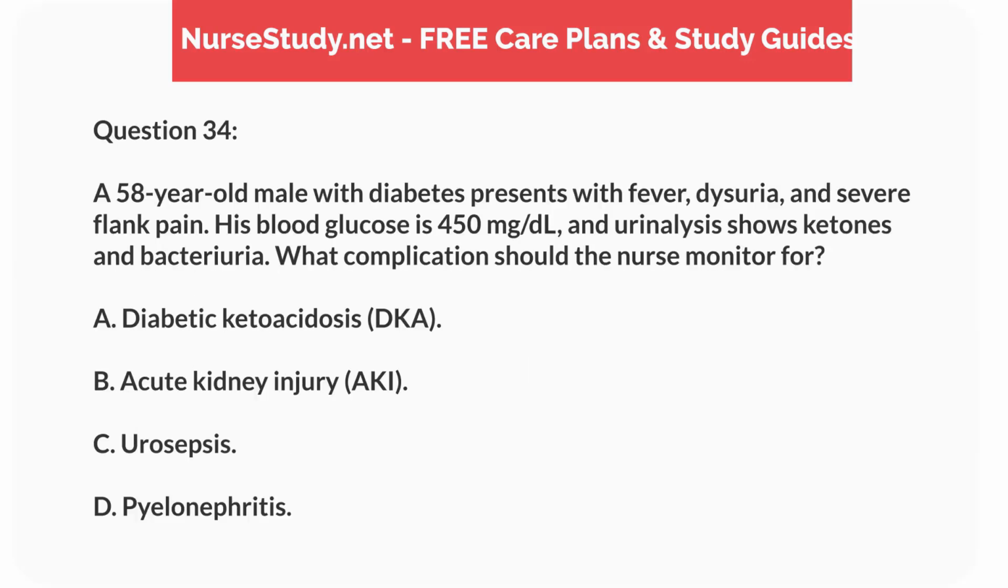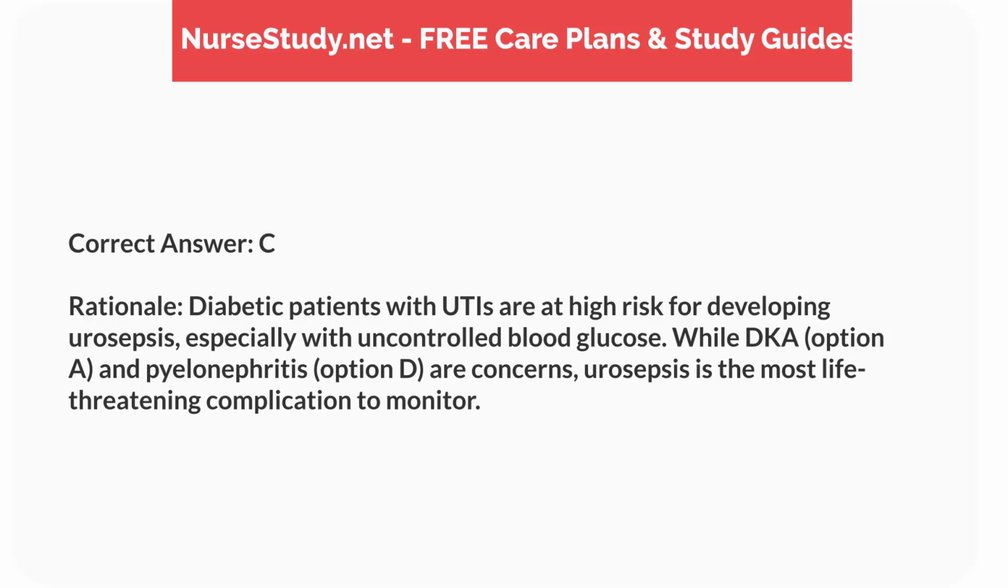Question 34. A 58-year-old male with diabetes presents with fever, dysuria, and severe flank pain. His blood glucose is 450 mg per deciliter, and urinalysis shows ketones and bacteriuria. What complication should the nurse monitor for? A. Diabetic ketoacidosis, DKA. B. Acute kidney injury, AKI. C. Urosepsis. D. Pyelonephritis. Correct answer, C.